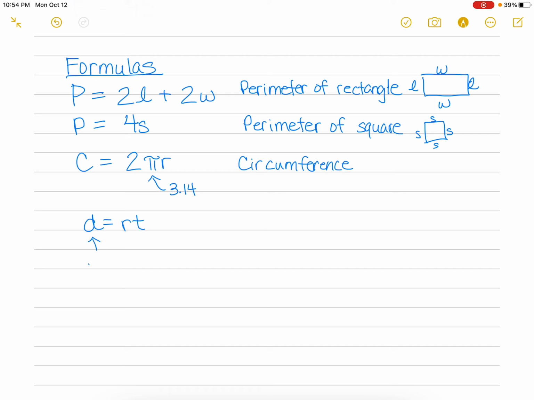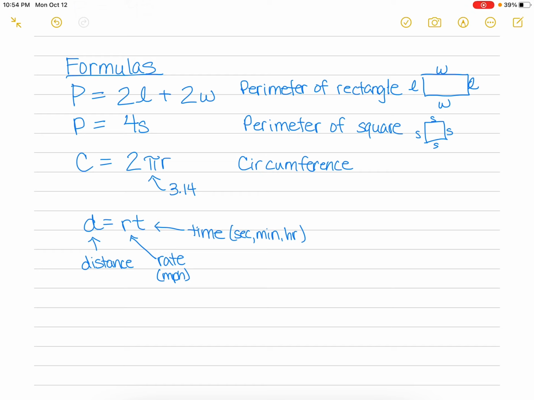So this is distance. This is rate, and that's a lot of times something like miles per hour. And then T is time, so that could be seconds, minutes, hours. Okay, so if you have any of these problems, you're just going to take whichever part they give you. So if it's distance, rate, and time, and they tell you what the rate and the time is, then you're going to find out the distance.